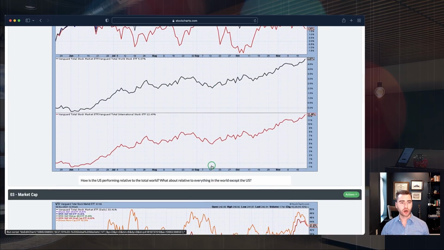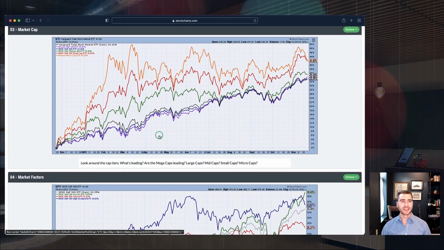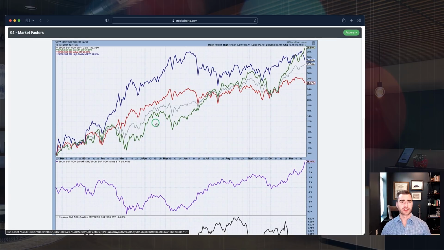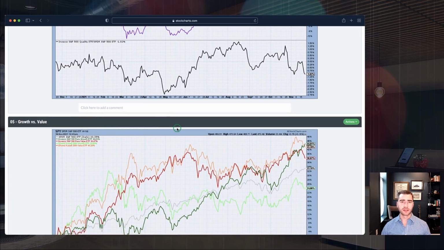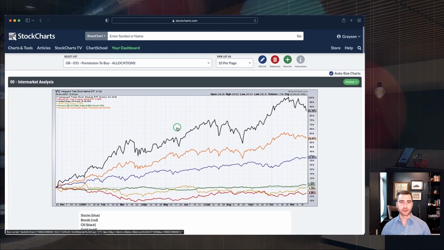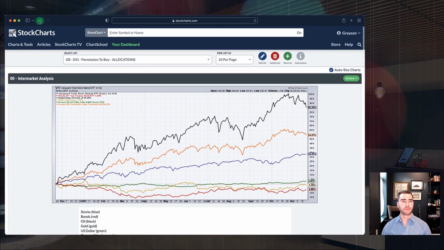A look at global markets, kind of similar to what we were looking at before. Different looks at the cap tier. So what's strong? Are mega caps and large caps leading, or are mid caps and small caps leading? We can take a look at some ideas like that. Growth versus value versus income versus dividend payers, high dividend yielding stocks. We can look at different things like that. Again, this list is really to judge allocations. Where should our money be in the market?